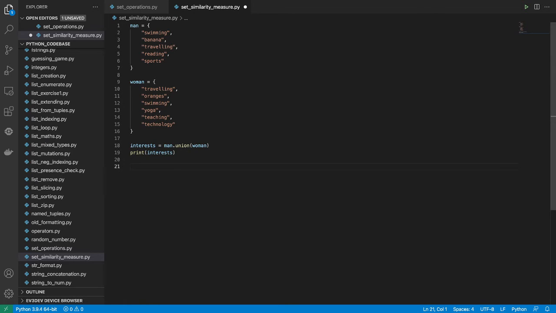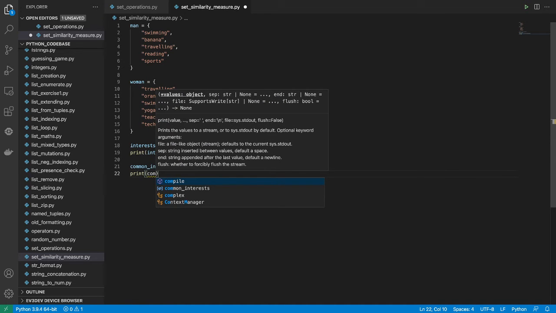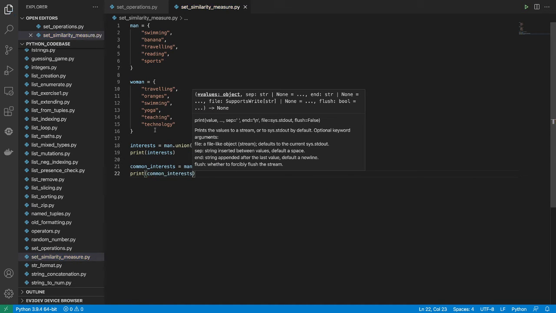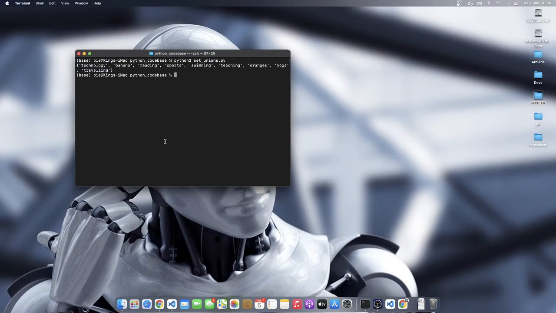Okay, all right, so let's go here, and then we want to find out what they have in common. So we're going to say common interest is equal to man.intersection(woman). What we are trying to find here is what do they have in common. So I'm going to say print common interest, and let's see. This time I'm going to run similarity measure.py.